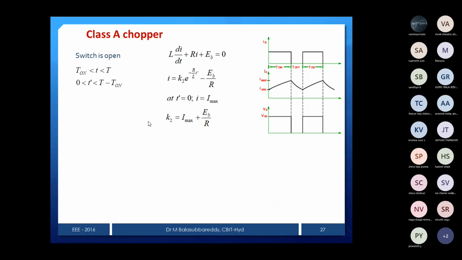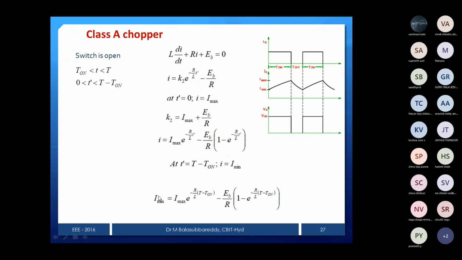Very simple logic. We take chopper on, what is the voltage equation, and chopper off, what is the voltage equation. Now we can see that K2 we got, and substitute the K2 in the previous equation. We get I max into this, minus EB by R taken common, is this. And again another initial condition we have to substitute. T dash is equal to T minus T on, I is equal to I minimum. You will get the second equation.